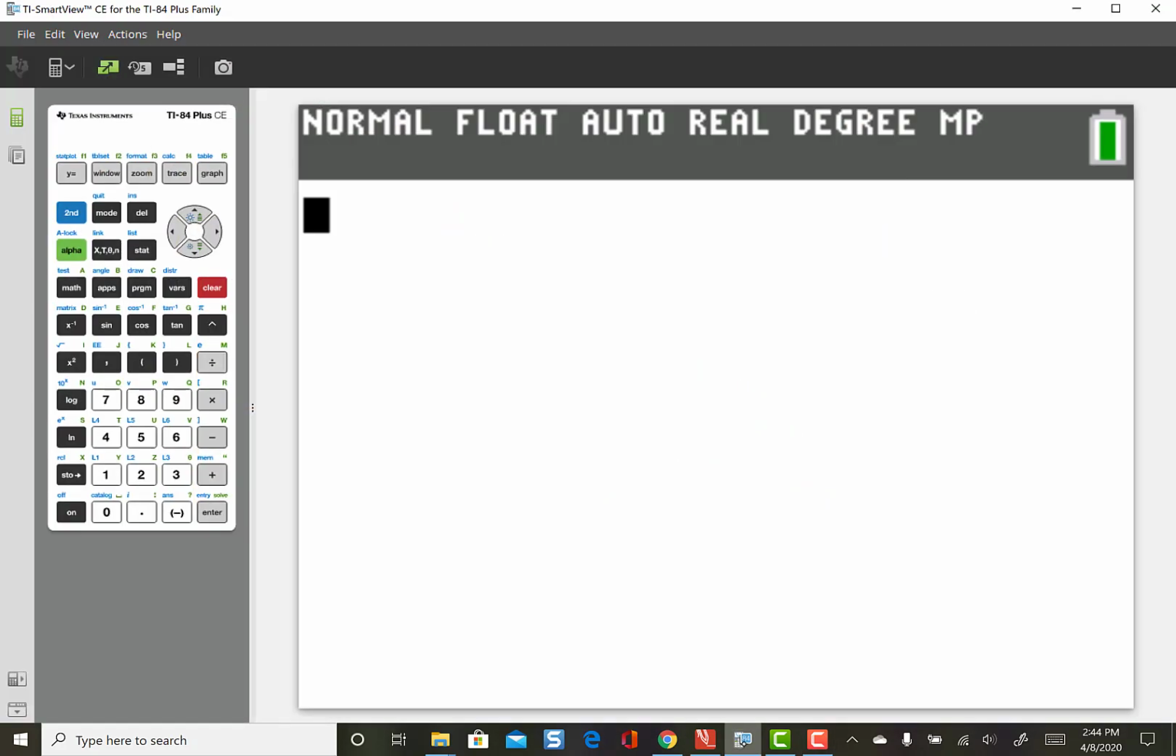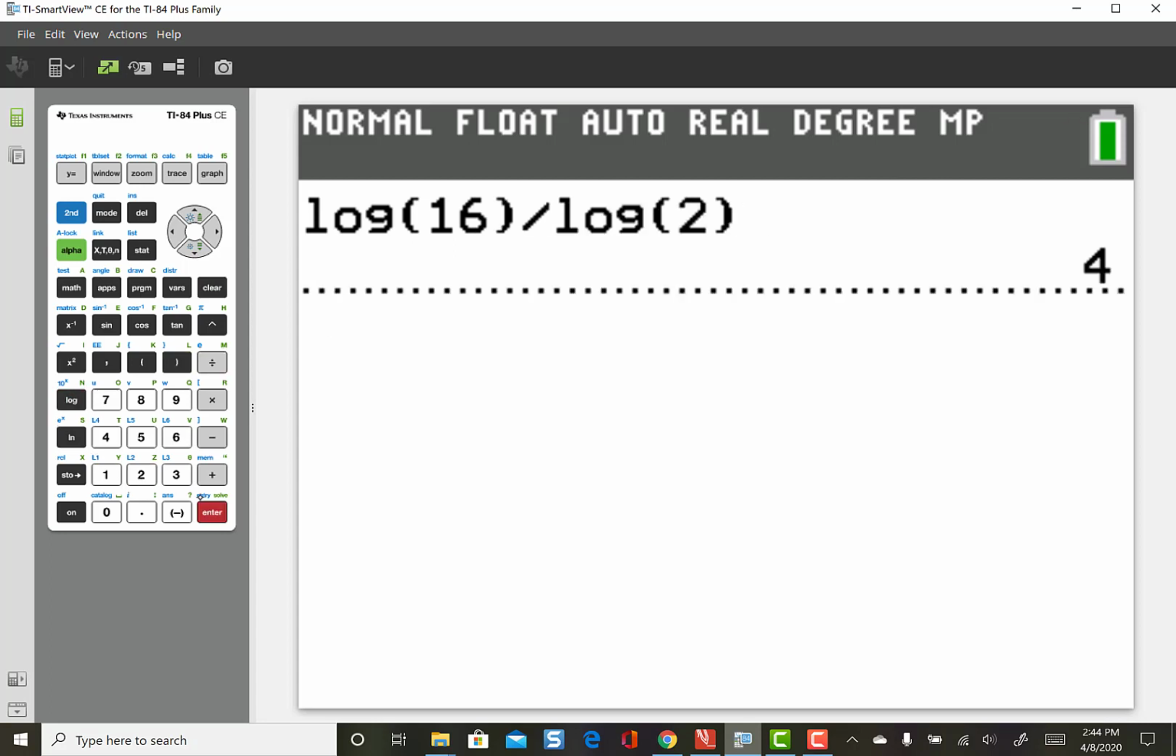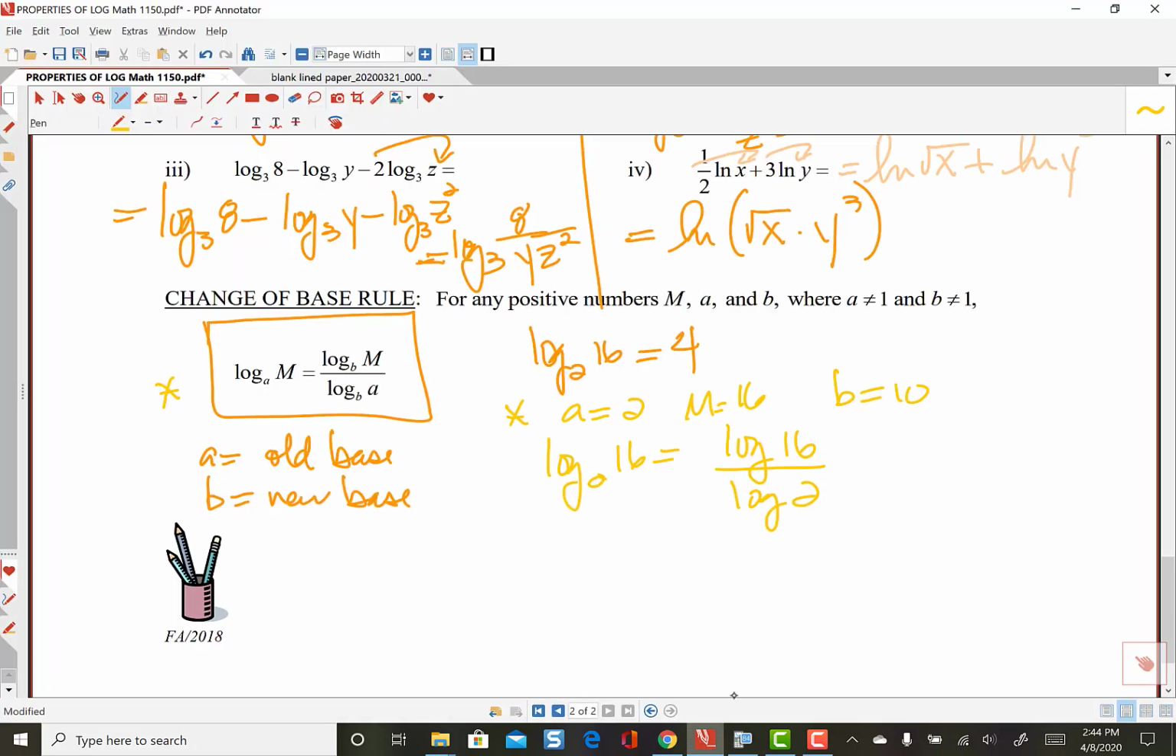So if I take the common or base 10 log of 16, and I divide that by the base 10 log of 2, we get 4. It's exactly what we thought. It's equal to 4. All right, let's do another one where maybe we don't know what the answer is. Let me back up, let's do one we can figure out. Let's say I wanted to know what's the log base 3 of, I'm cheating here.